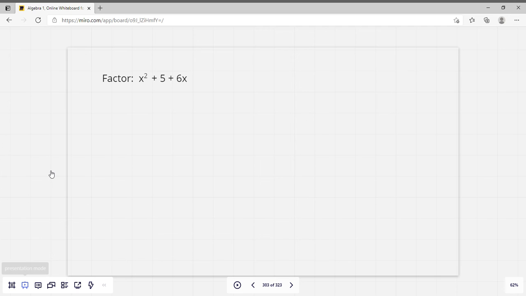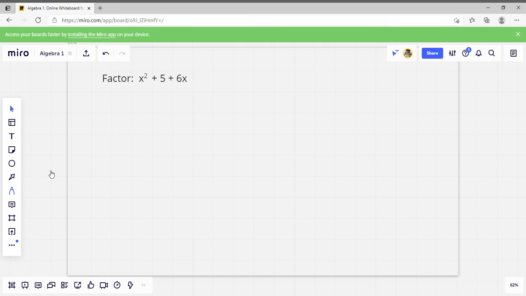Okay, here's another one. It's also kind of mixed up here, so I need my x squared term first, then my 6x, then my plus 5, okay? And I'm going to draw my parentheses. I'm going to put my x in here and here. And my factors of 5 are only 1 and 5. And everything's positive, so these are both positive.